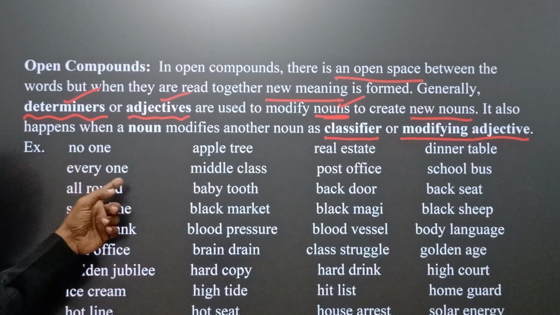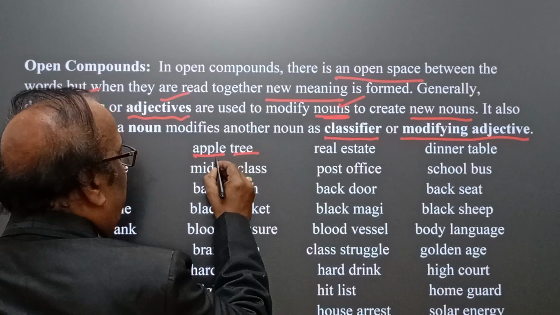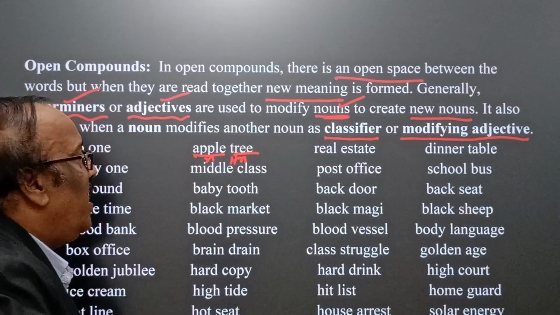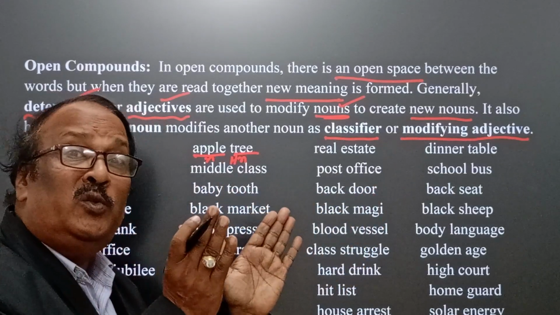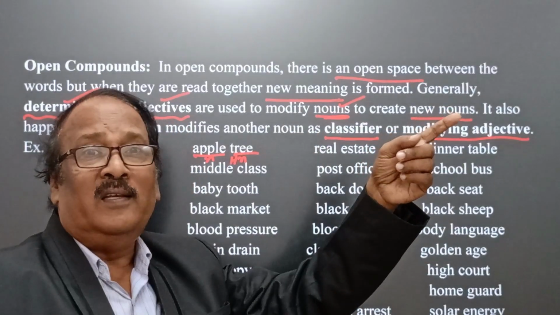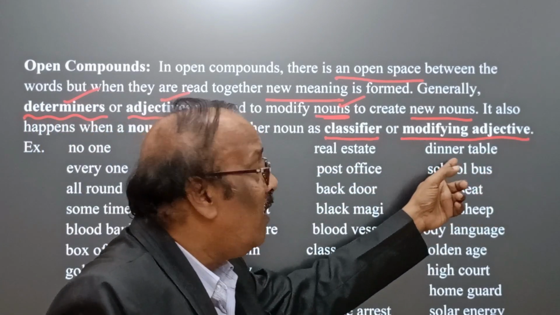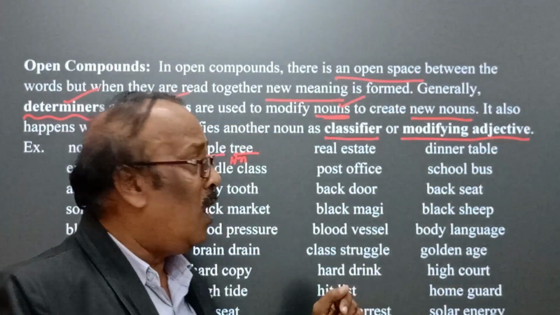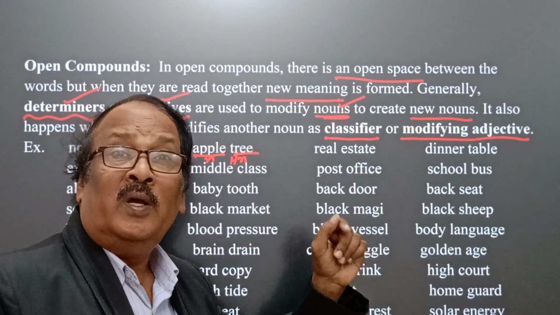Here we find apple tree. Apple is a noun, tree is also a noun, here the head noun. In this phrase we find apple tree. It is a compound word. Apple is a separate thing, tree is separate. Whenever we join them, we find a new meaning. This is an apple tree. Real estate, dinner table: a table which is meant for dinner. Dinner is a noun, table is also a noun. Real is an adjective, estate is a noun: real estate.